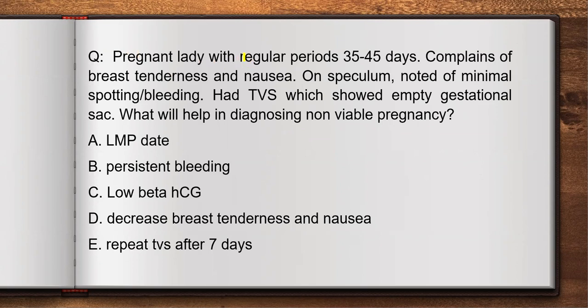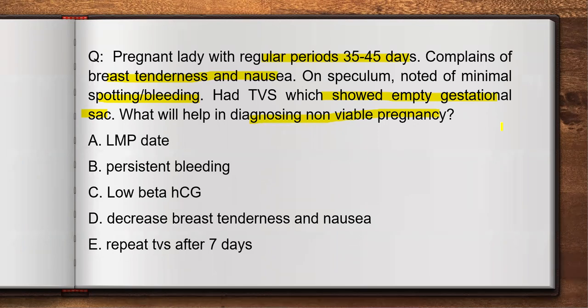Next question. Pregnant lady with regular periods, 35 to 45 days apart. So this question is a little bit complex. You see that you have got a patient who is pregnant. Before getting pregnant, the patient had regular periods 35 to 45 days apart. Complaints of breast tenderness and nausea. On speculum examination, noted minimal spotting or bleeding, had a transvaginal ultrasound which showed empty gestational sac. What will help in diagnosing non-viable pregnancy?